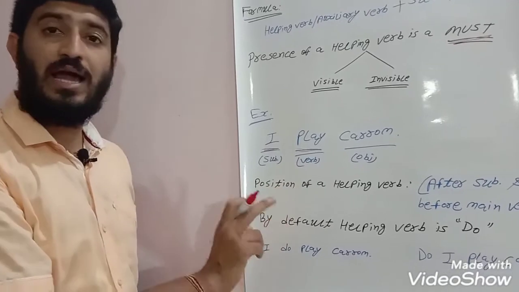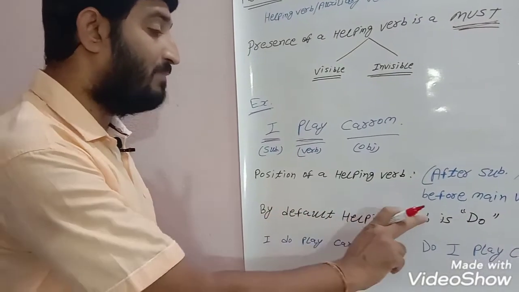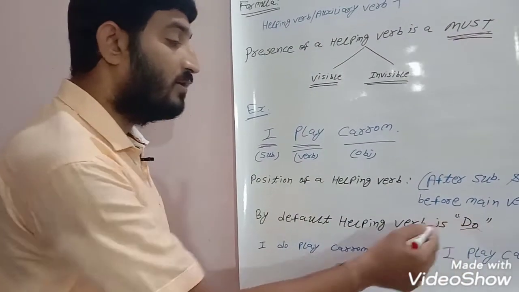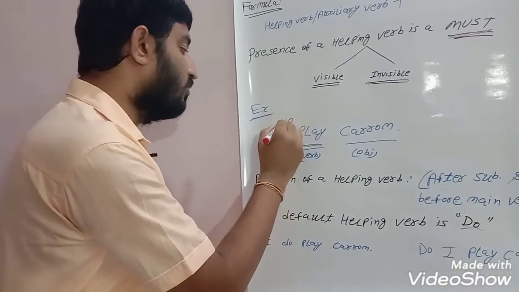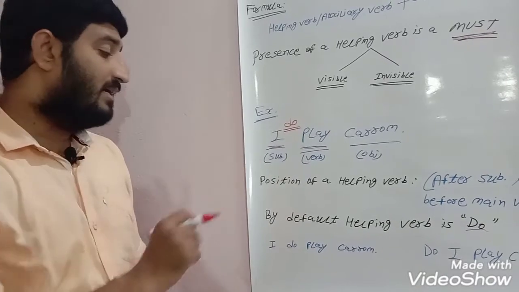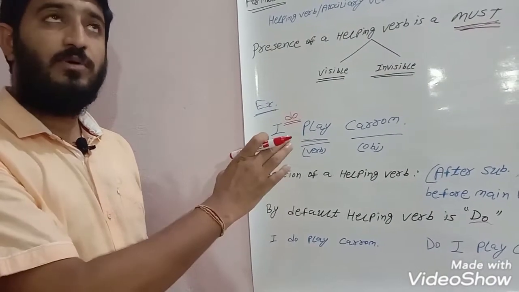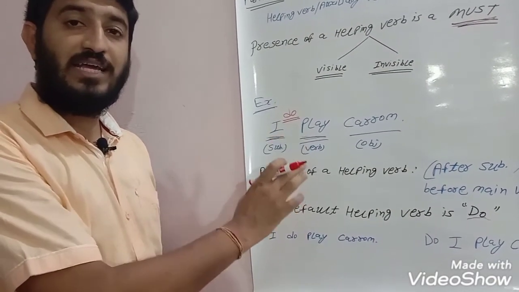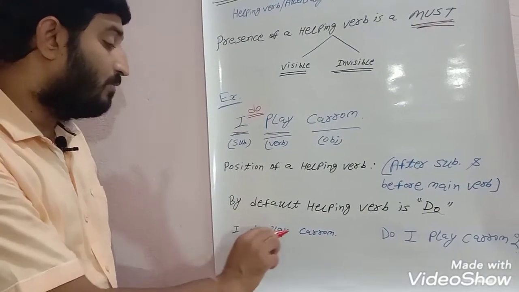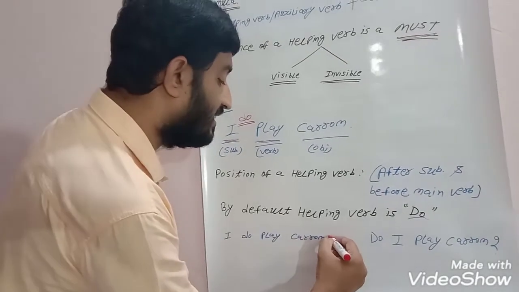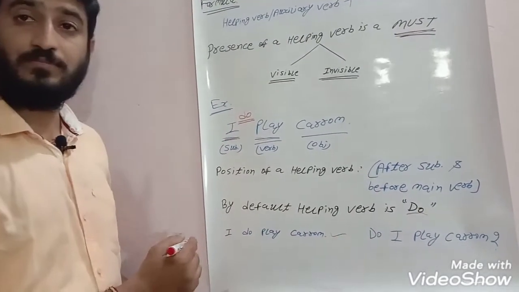And another thing we have to remember, that by default the helping verb is do. Do is the by default helping verb. So let us come to this point, do. Do is the helping verb. If we expand it, and in an expanded form if we want to write, then we can write I do play carom. Grammatically it is 100% correct.